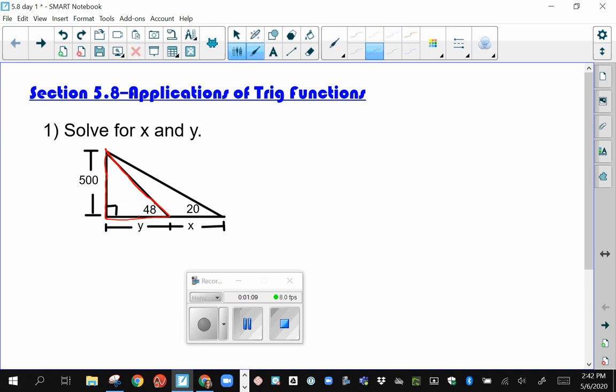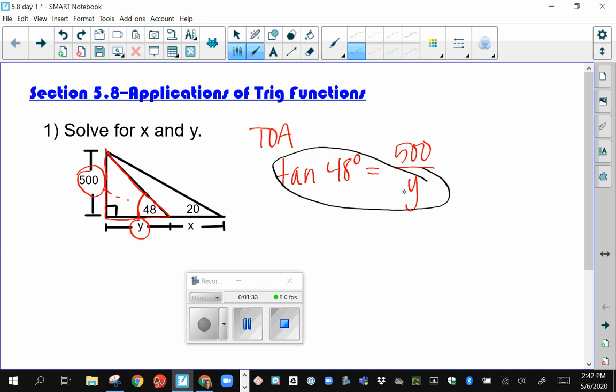I have this angle. I know information about the opposite leg, and I want to know information about the base. So using your acronym SOHCAHTOA, that should tell us that we're going to use tangent. The tangent of 48 degrees is equal to the opposite leg over the adjacent leg, which is length y in this case. And I want to solve for y. Remember our shortcut, if you have a bridge, you can cross it. So I can swap those out. Y equals 500 divided by the tangent of 48 degrees.